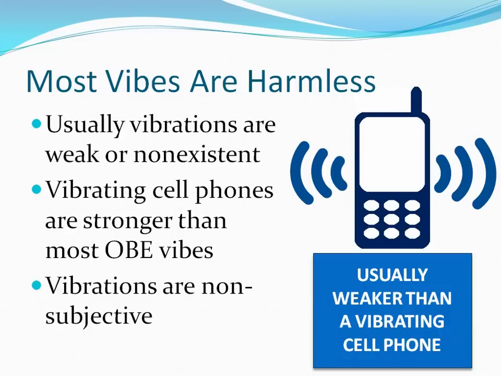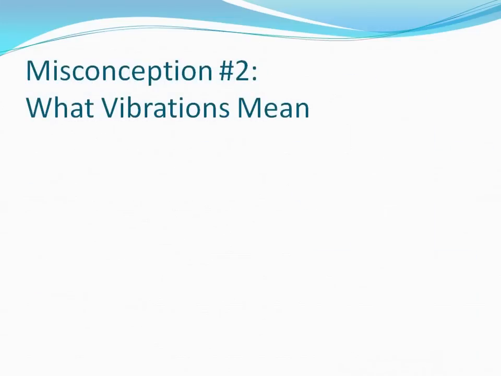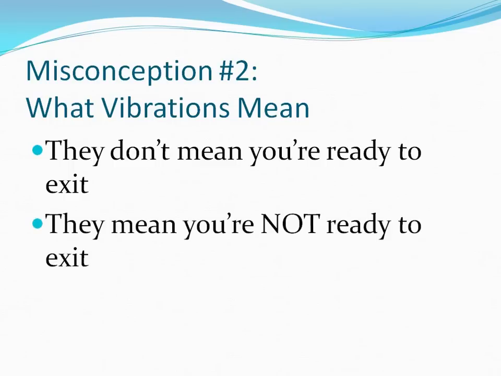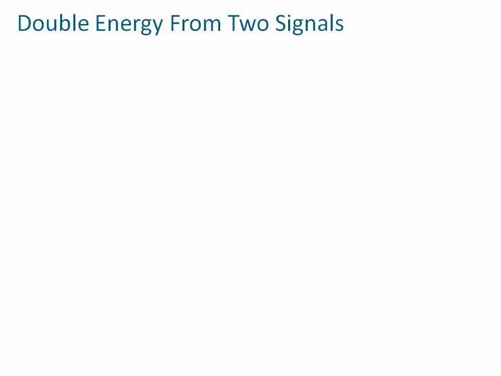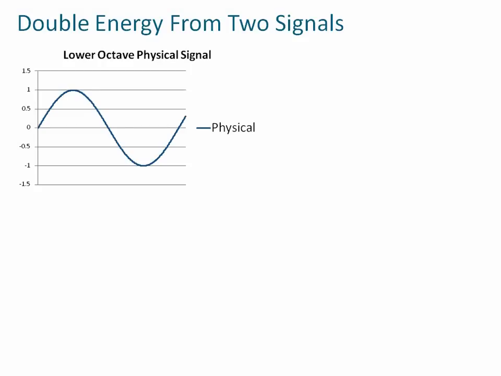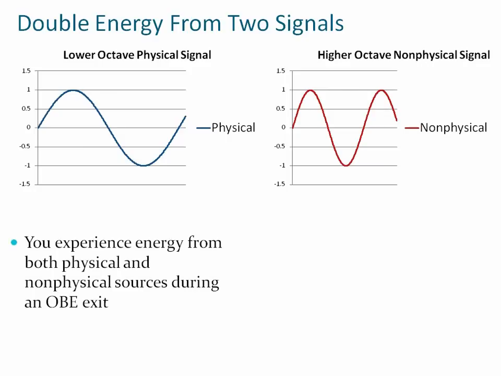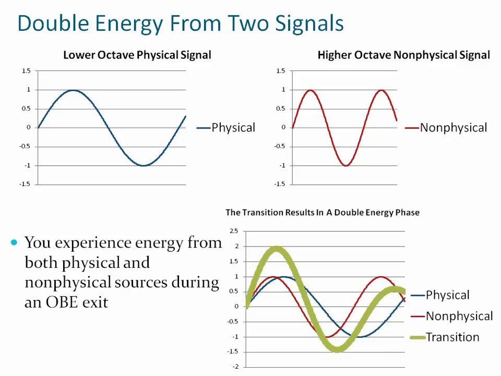The second misconception is that most books will tell you that when you have vibrations, you're ready to exit into the OBE. This is completely the polar opposite of reality. Vibrations mean that you're not ready to exit, and here's why. Physical and non-physical awarenesses are both types of signals that you can focus on. During the middle stages of an OBE exit, you're making the transition from one to the other, and you experience both physical and non-physical signals.